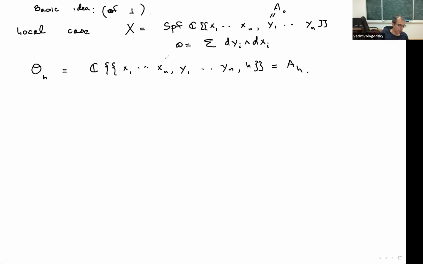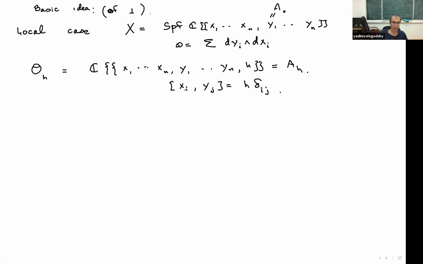And the relation is that the commutator of x_i and y_j is equal to h times the Kronecker symbol δ_ij. Right? So that agrees with this example. It's the cotangent bundle to A1 that we discussed earlier. So this is, by construction, a quantization of this A0.